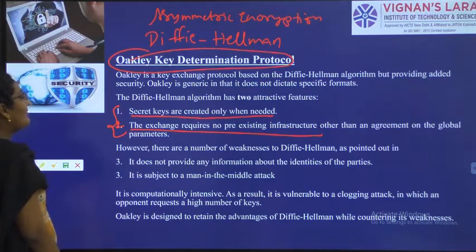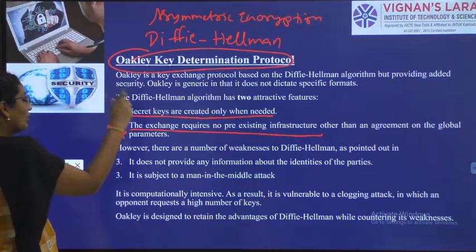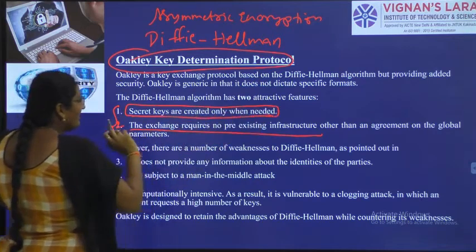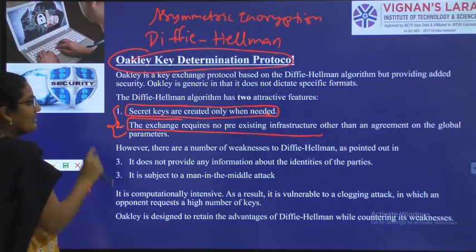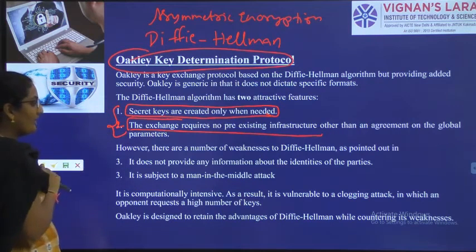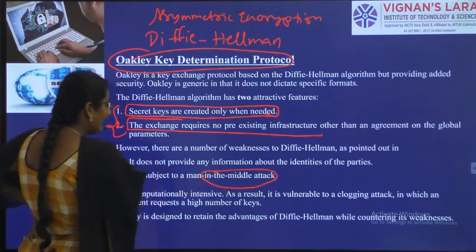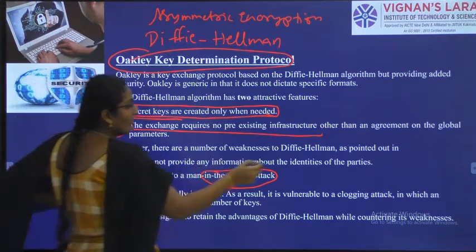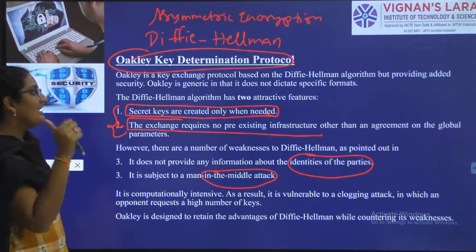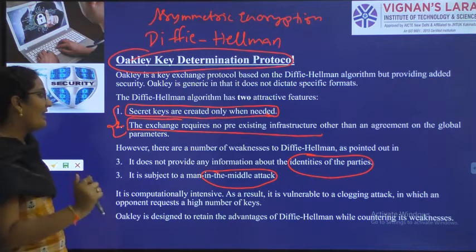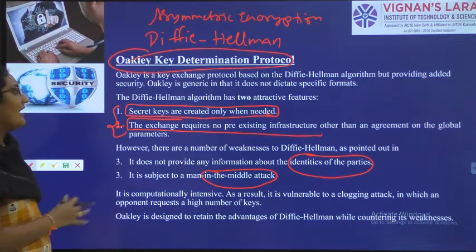So see here, what are the things we have in Diffie-Hellman? Secret keys are created only when needed. The exchange requires no pre-existing infrastructure other than agreement. So in Diffie-Hellman, the secret key is generated only when it is required. These are the advantages of Diffie-Hellman. What are the two advantages? Secret key is generated only whenever needed. The exchange of keys is done with just an agreement. So these two are the advantages of Diffie-Hellman.